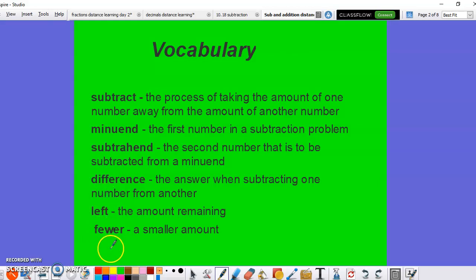A few words that we sometimes look for: left, like how many are left, that would be the amount remaining, or fewer. If I say that Johnny has 5 fewer apples than Tim, then we want to know which one is the smaller amount.